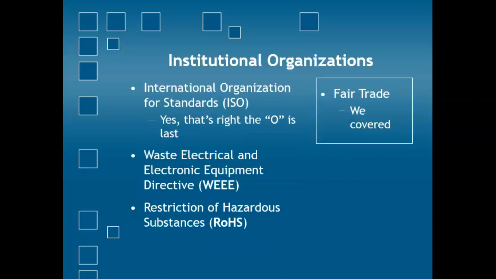So let's discuss these three institutional organizations, right? The International Organization for Standardization, known as ISO, and yeah, that's weird. The O is after the S, but that's what they do, ISO. And then there's the Waste Electrical and Electronic Equipment Directive, or WEEE. Sounds like something you'd have fun with as you go down the water slide. And then there is the Restriction of Hazardous Substances, or RoHS. And we've already covered another thing that institutions can do in agriculture, and that was fair trade.